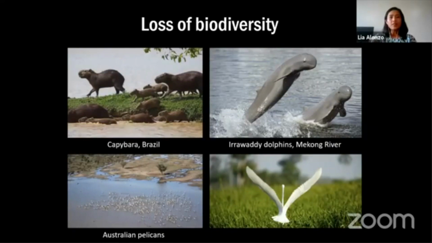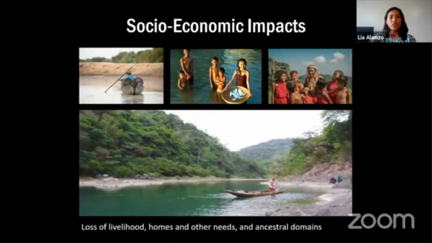And when plants and animals are affected, of course, people will also be affected. People depend on nature for their food and other timber and non-timber products where they get their source of income. They are also displaced from their homes and lose their other needs for survival. In the particular case of indigenous people, this means losing their ancestral domains, which are the source of their identity and culture.